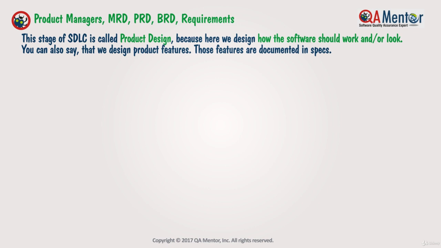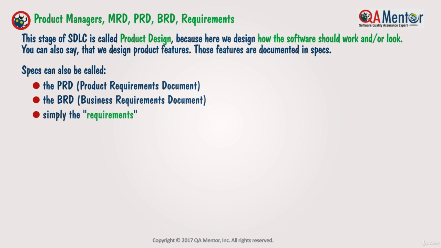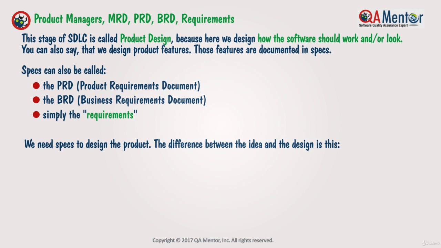This stage of SDLC is called product design, because here we design how the software should work and or look. You can also say that we design product features. Those features are documented in specs. Specs can also be called the PRD, or Product Requirements Document, the BRD, Business Requirements Document, or simply the requirements. We need specs to design the product.